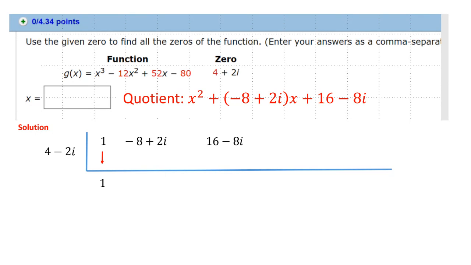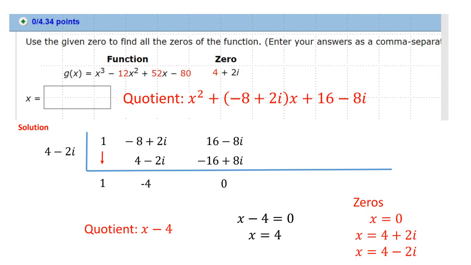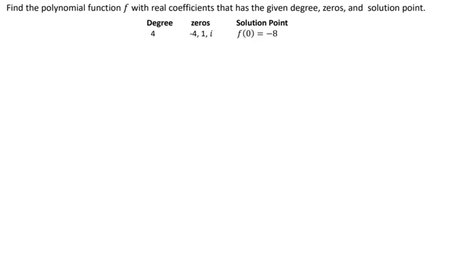Let's use synthetic division to simplify our function better, right? So we'll do the same process again. And when we do it again, our quotient is a lot better, right? We get x minus 4, which is going to give us x equals 4. Okay, so now we have another zero. So we have our 3 zeros: x equals 4, and then we have our 4 plus 2i and the 4 minus 2i. Okay. All right.